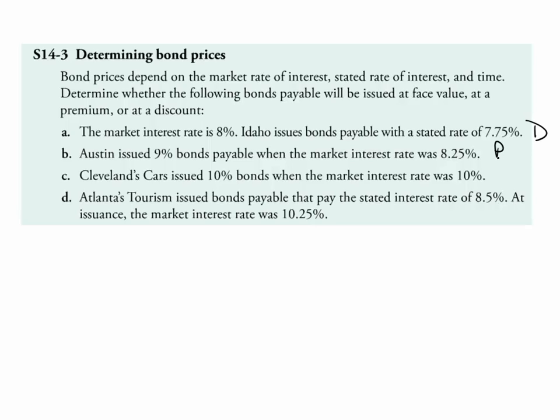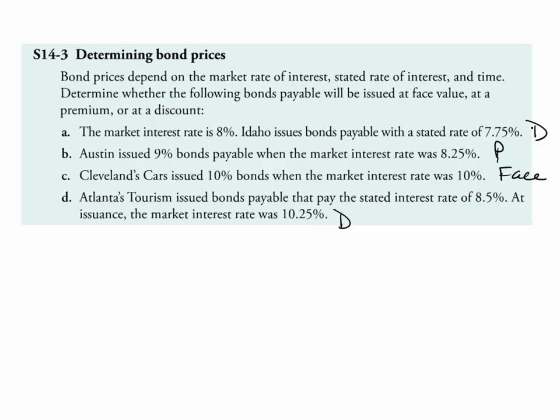I can sell this one at a premium, and people are willing to pay more because the extra interest they'll earn throughout the life of the bond will more than make up for what they're paying now. And in C, we issued at 10, the market is 10, so that one's just at its face value. And the last one here, we have a stated rate of 8.5, the market rate was 10.5, so this is a discount. And as you might guess, this is going to be a bigger discount than we saw in A.